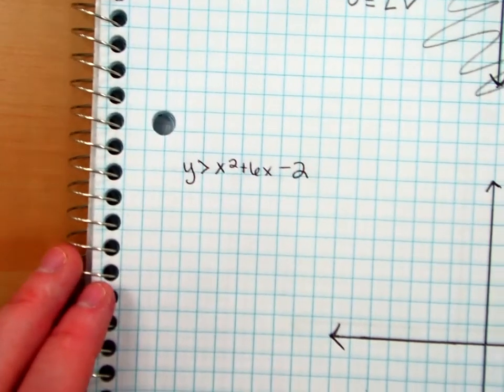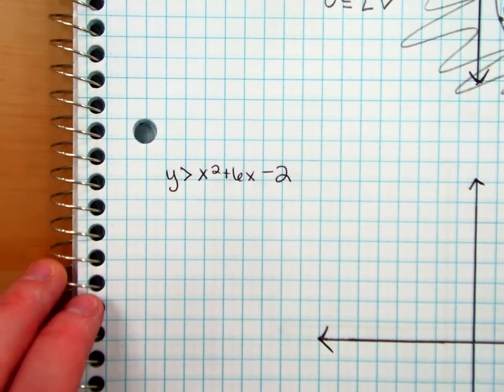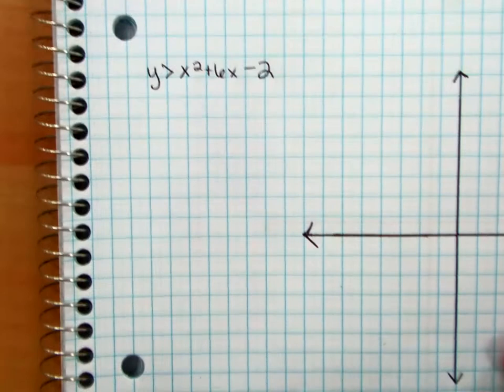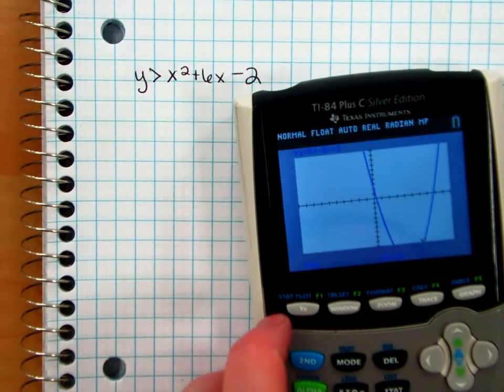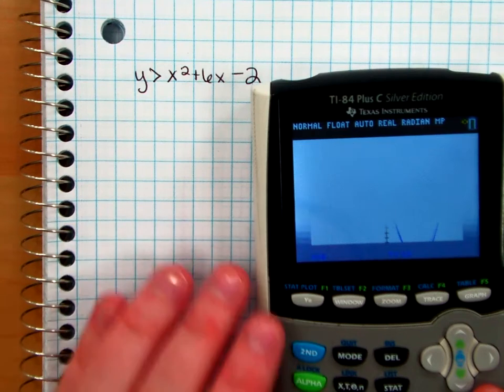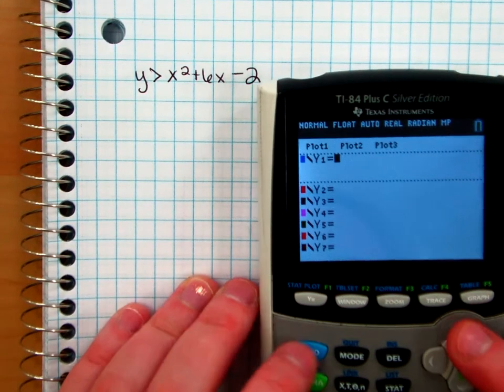Alright, so we're going to do the next one. I'm going to graph out this one here. What I'm going to do this time is do it all on my calculator. So I get this equation here and start typing in my calculator. Once again, I'm going to hit y equals and clear out this first equation.